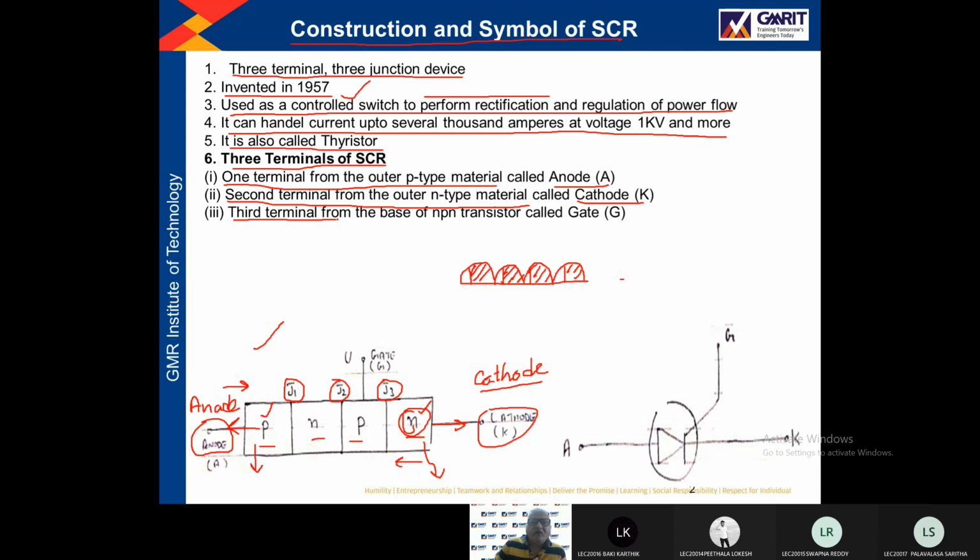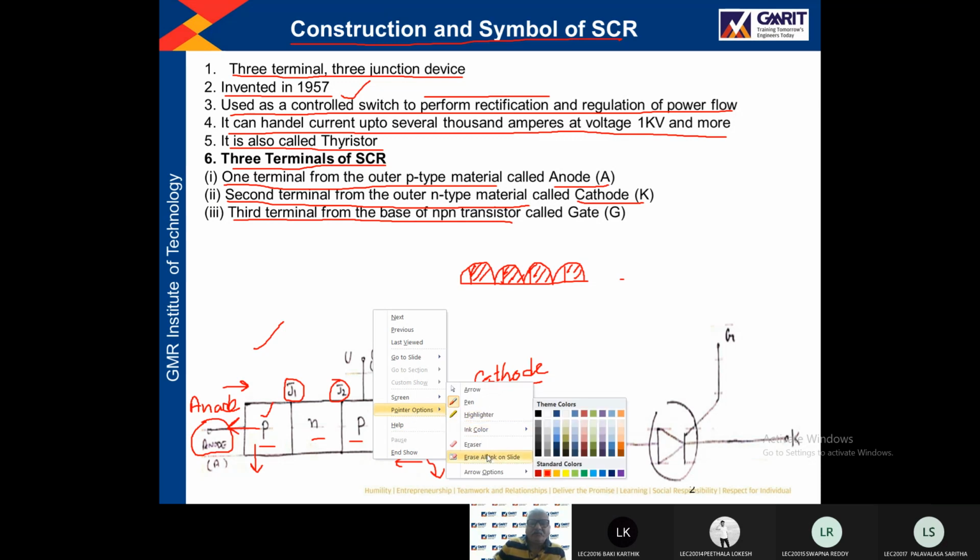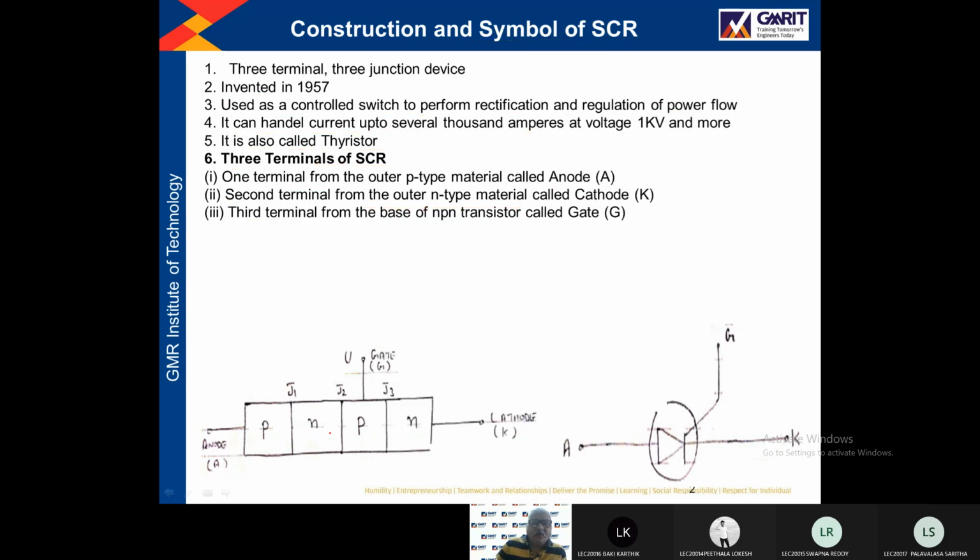Now the third terminal is from the base of the NPN transistor. Now you see where the base of the NPN transistor is. Suppose there is an NPN transistor. Where do you find the NPN transistor here? This section. You can find an NPN type of transistor. The base of that is your third terminal, called the gate. This is your gate terminal, denoted by G.